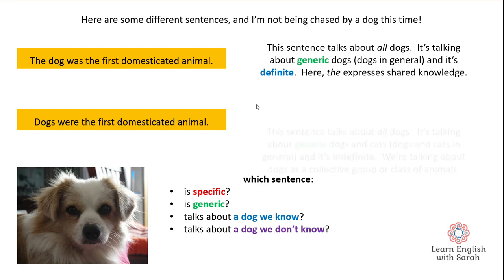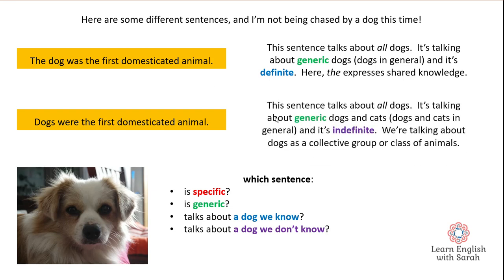Okay, the other sentence, this part's the same. We're still talking about all dogs. We're talking about generic dogs, but it's indefinite. So we're talking now about dogs as a collective group or as a class of animals.